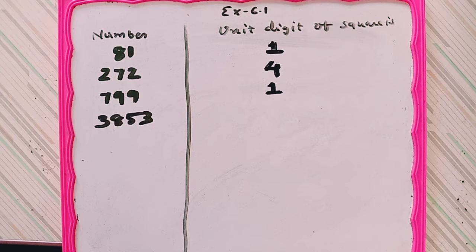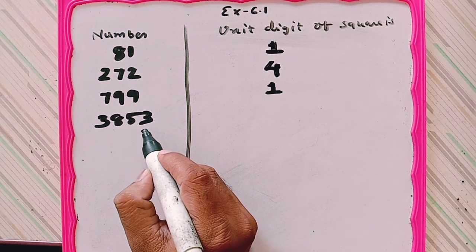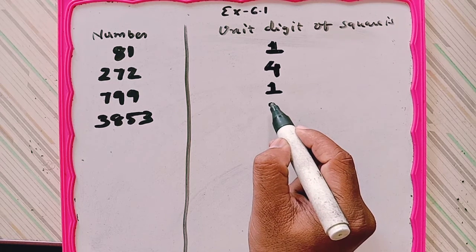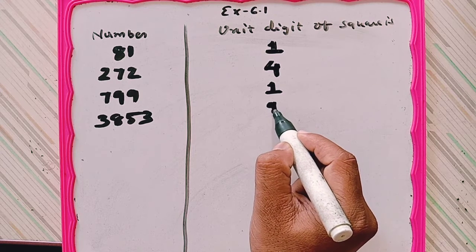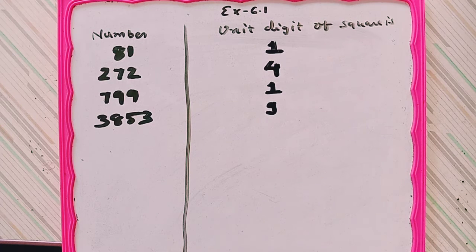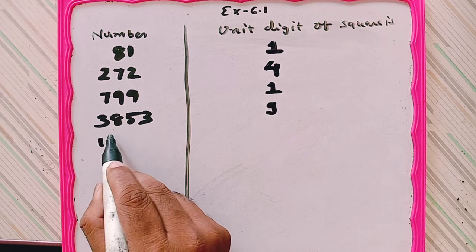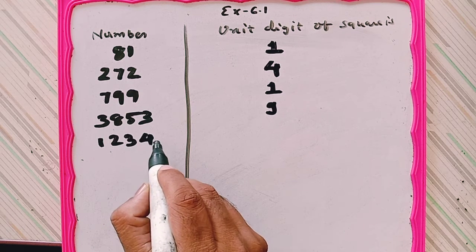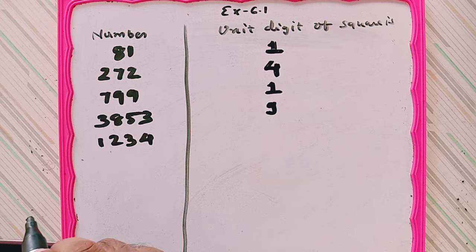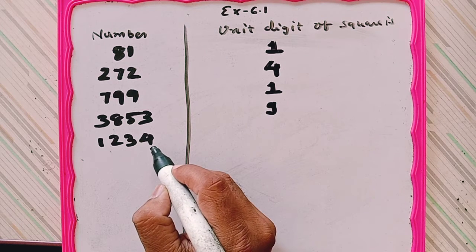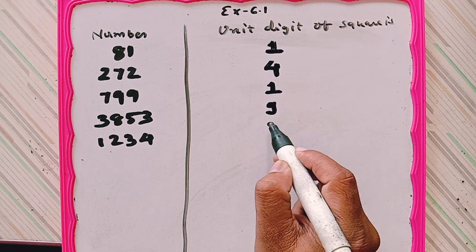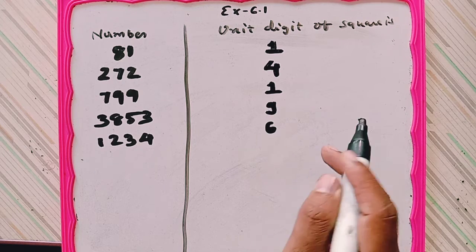3853: the last digit is 3, and 3 squared is 9, so the unit digit of the perfect square of 3853 is 9. 1234: the last digit is 4, and 4 squared is 16, and so the last digit of its square is 6.